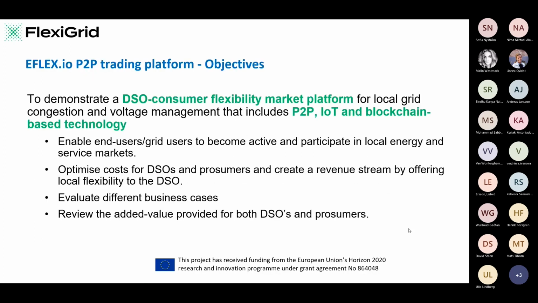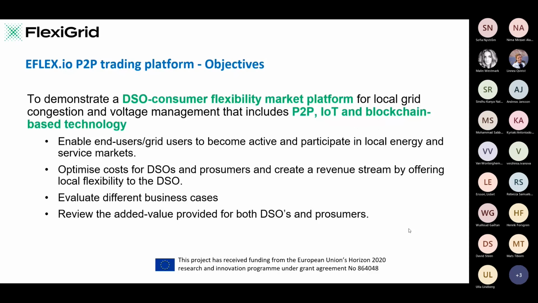So I will also mix between the market design and demonstration activity. We are converting from the theoretical business of the peer-to-peer design to really building up a platform so that we can do the testing and then validate the concept. So we want to demonstrate a DSO consumer flexibility market platform for local grid congestion and voltage management that includes peer-to-peer, IoT and blockchain by technology.